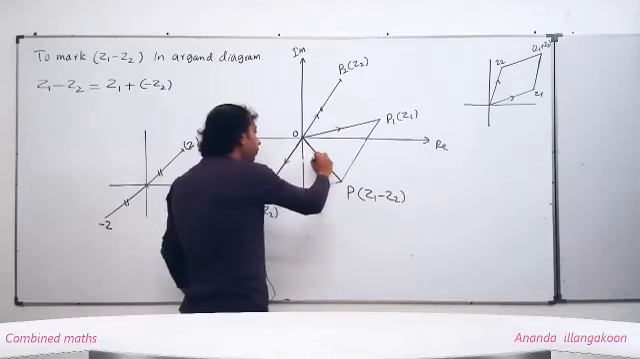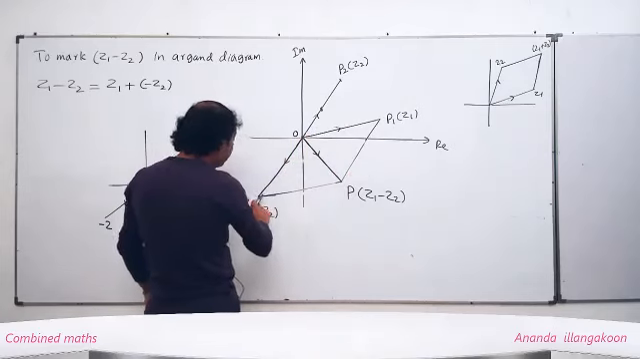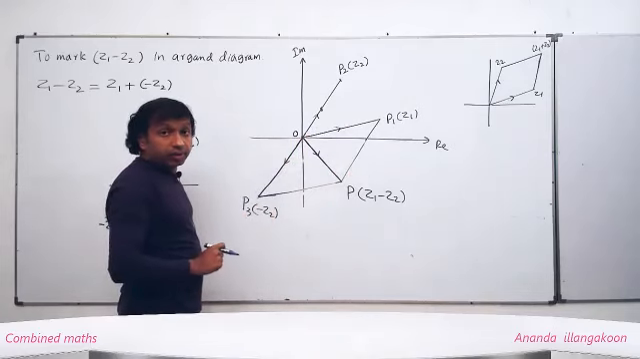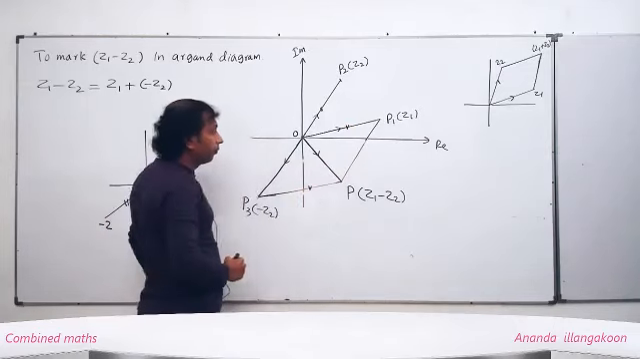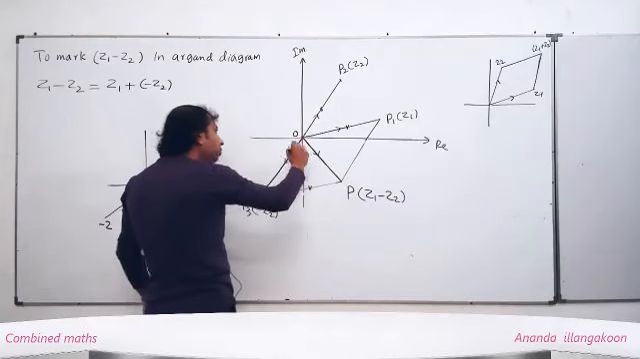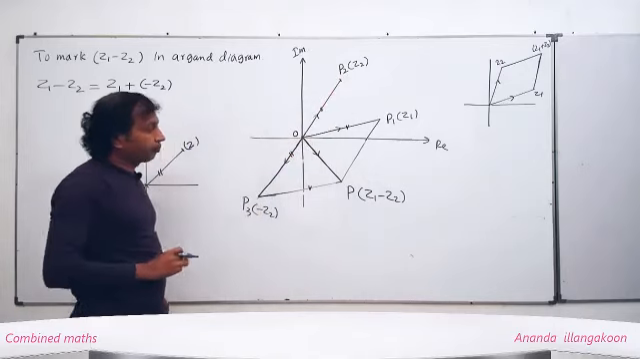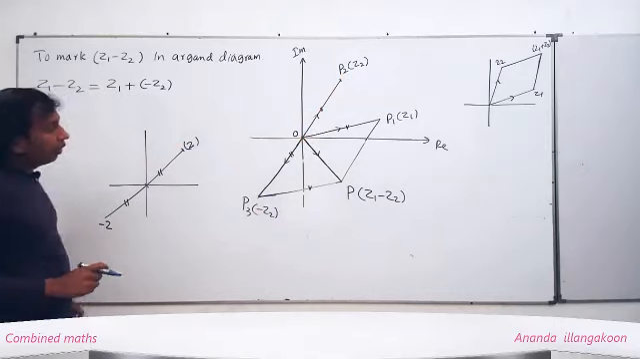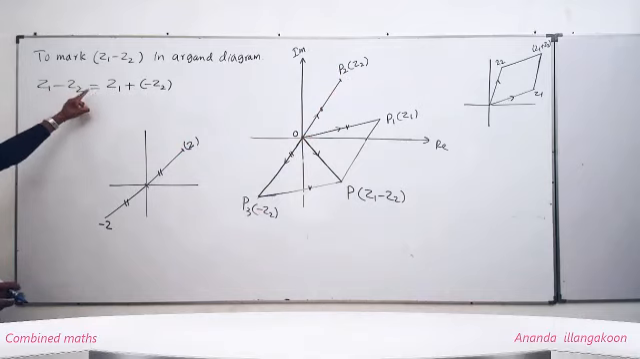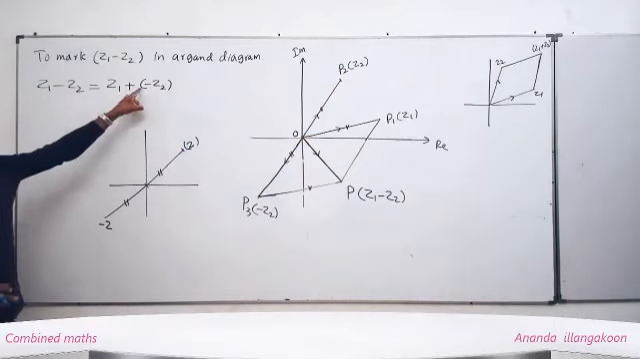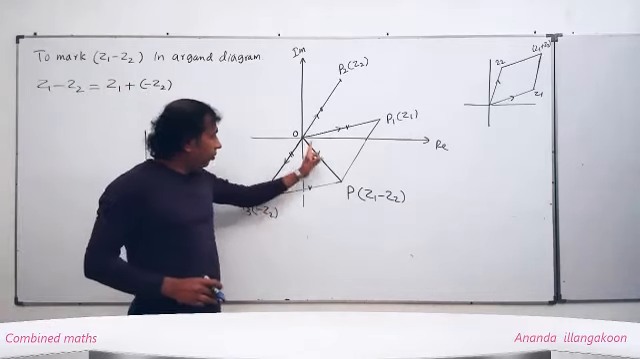So now O, P1, P, P3 is a parallelogram. Therefore this length and this length are equal, and OP2 and OP3 lengths are also equal. Why? Here this is Z2, this is minus Z2. So we can start like this. Write down: Z1 minus Z2 is equal to Z1 plus minus Z2. Now we construct minus Z2 and come to this.